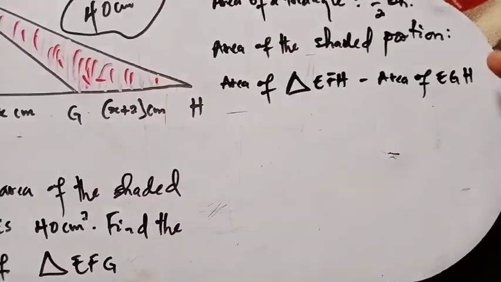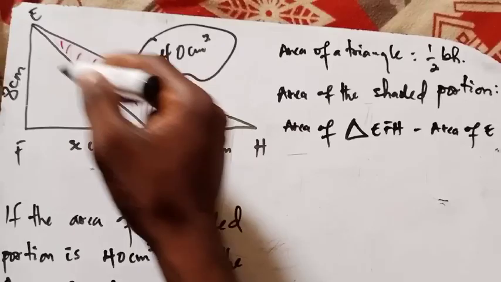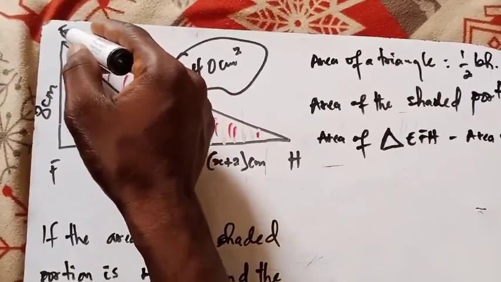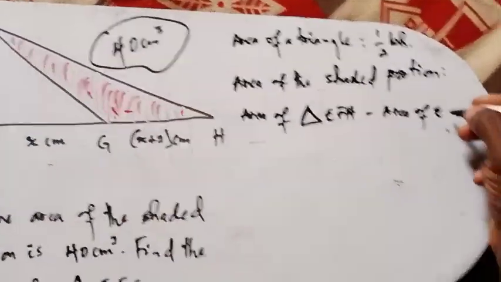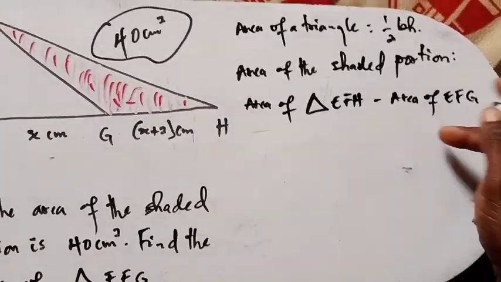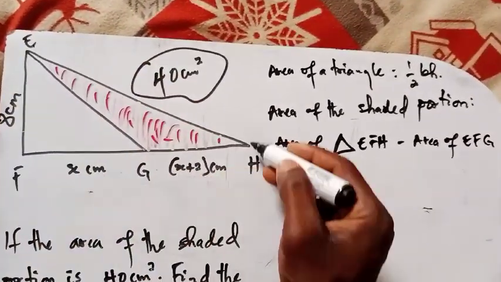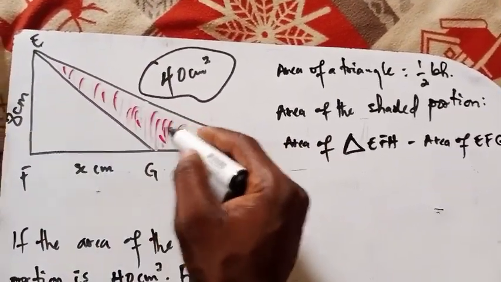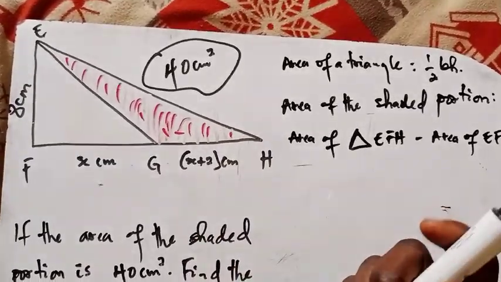So here should be E, F. So this is the area. Make sure that you don't miss the letters E, F, and then G, right? So E, F, and G. Have you seen? So the whole thing, right? Minus what remains here, gives us what? The shaded portion. Is that okay?